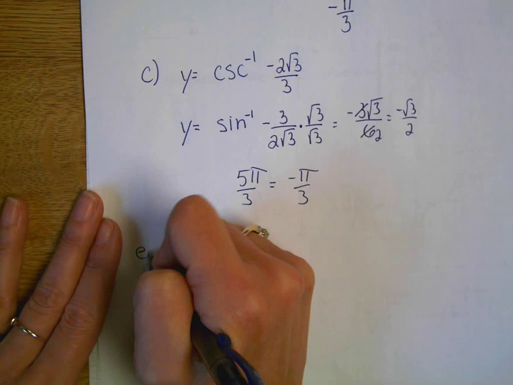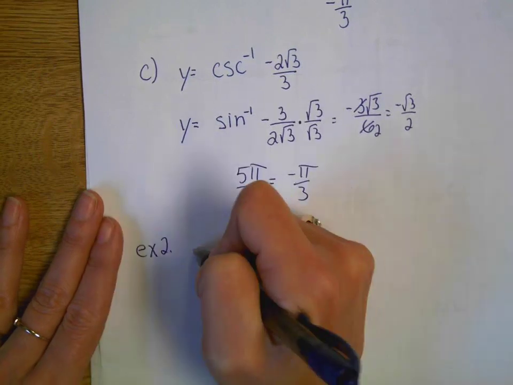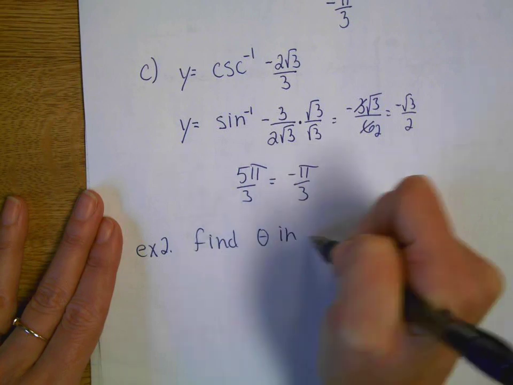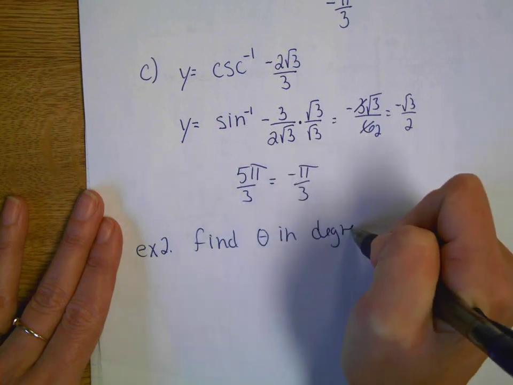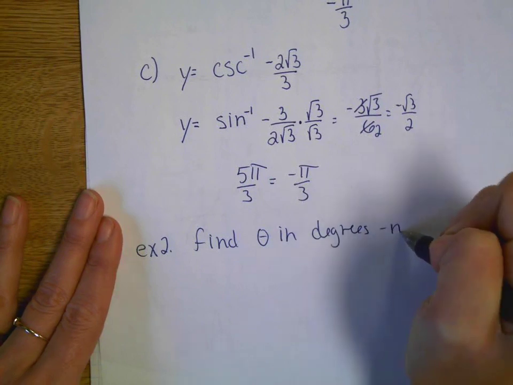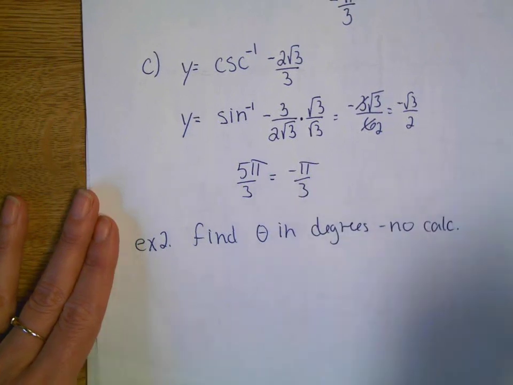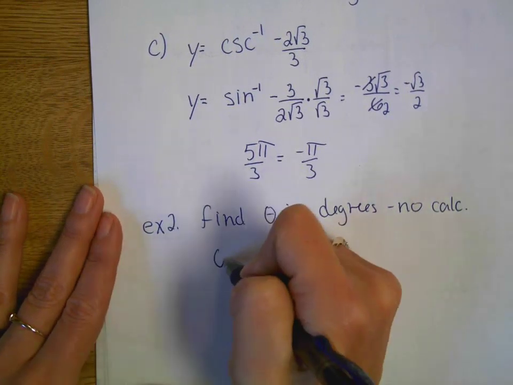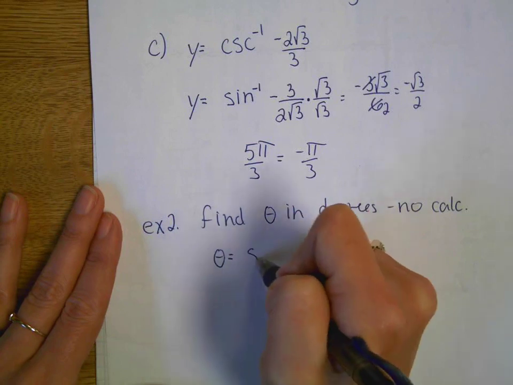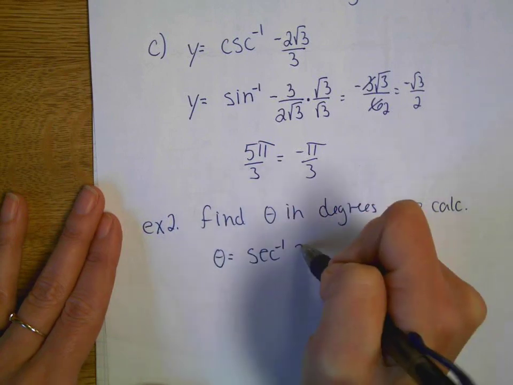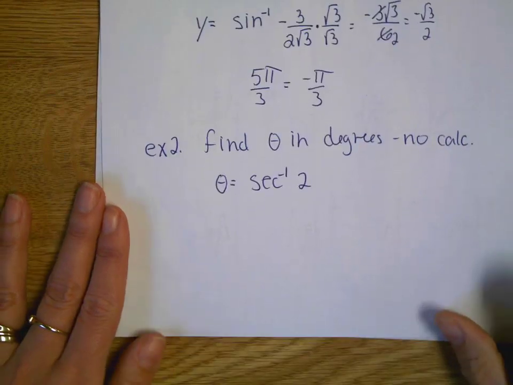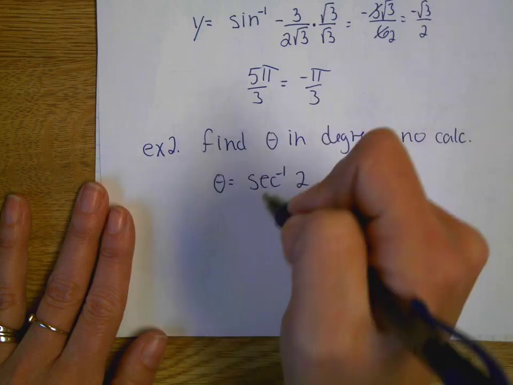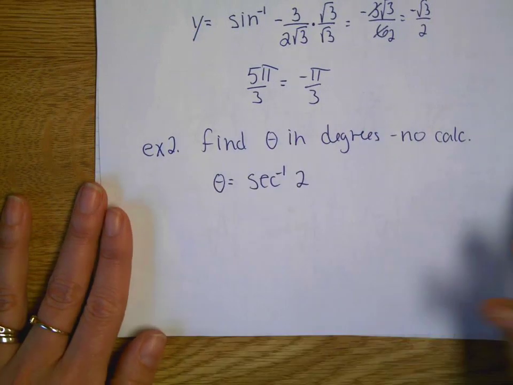Maybe I should have done this one first in the degrees. Maybe that would have made more sense. Find theta in degrees this time. How many examples are we doing? Till you get it. No calc. Theta will equal the inverse secant of 2. Is this still the direction? Nope, it's problem A. I only did one of these. I can do another one though if you want.